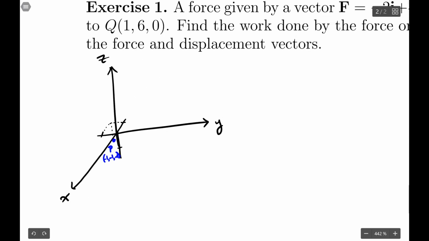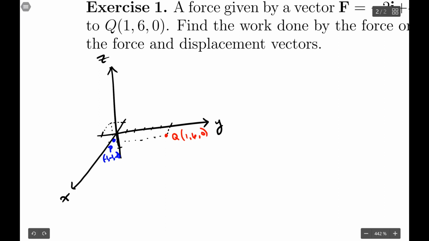Q is at 1, 6, 0. So here's 1 in the x direction. 1, 2, 3, 4, 5, 6 in the y direction. And that puts us around right here. And then it's not going up or down at all. It's just sitting right here. Here's Q. This is at 1, 6, 0.